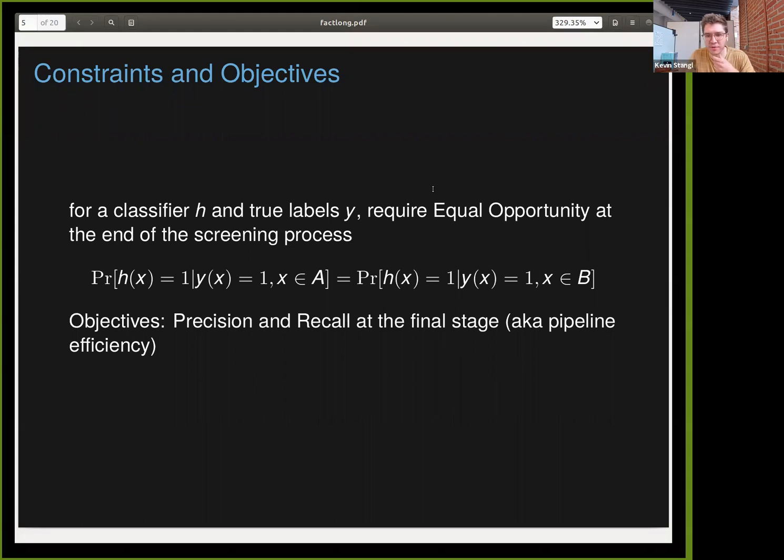Another thing in our motivation is that typically we think of this final interview as being very accurate, which may be an unrealistic assumption, but it's part of why we want to motivate just caring about precision at the end of the pipeline. Just to recall, precision is the fraction of true positives at the very end, and recall is the fraction of true positives who make it through the whole pipeline. Okay.